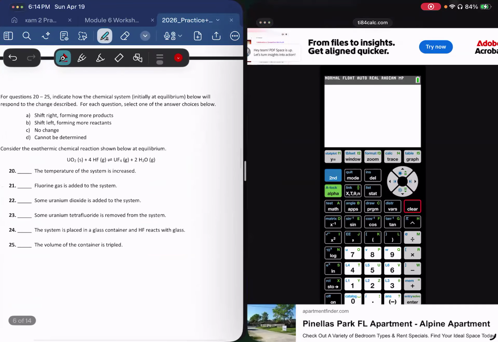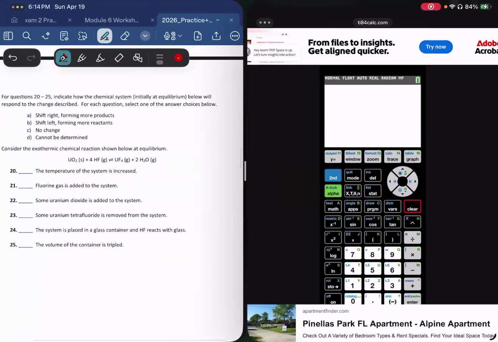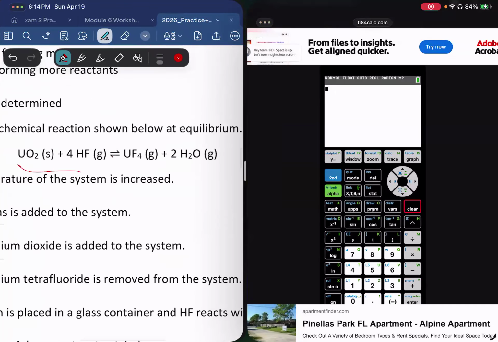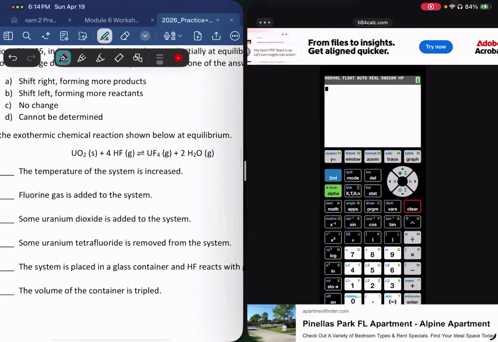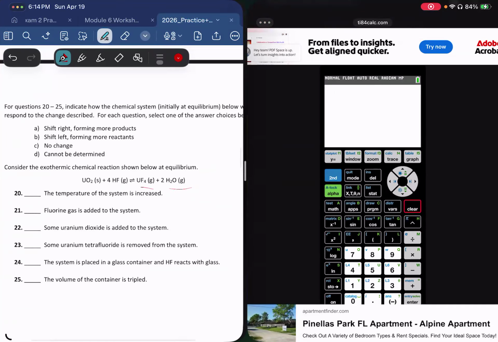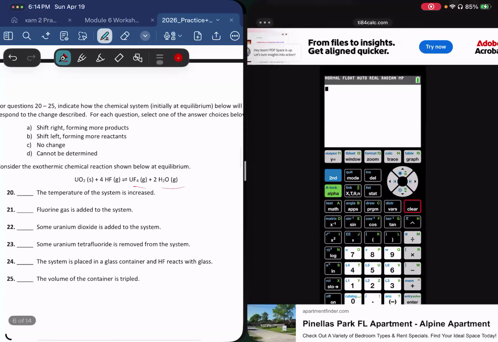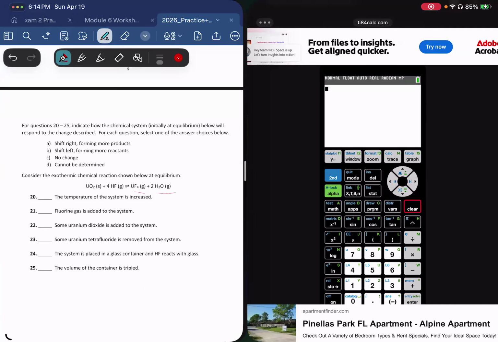So let's see this. We've got an equilibrium: UO2 and HF yielding gas and then gas. A is shift right, B is shift left, C is no change, and D is cannot be determined. For this question, is there any information that we need? Yes, this is exothermic.